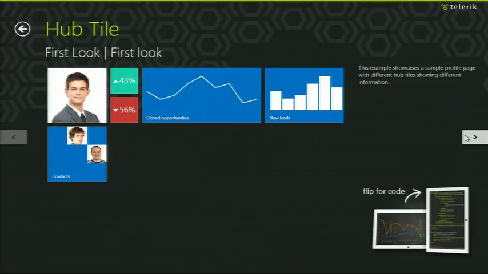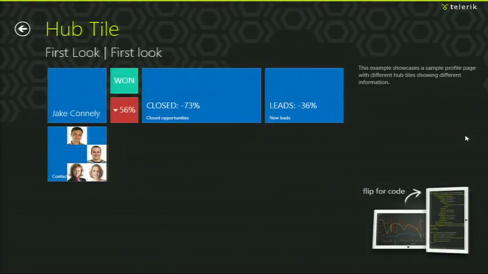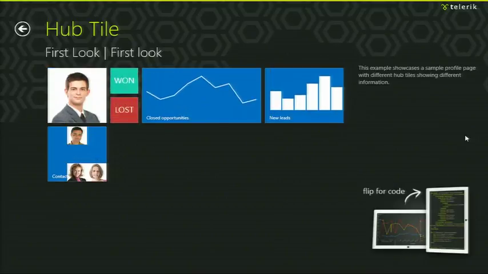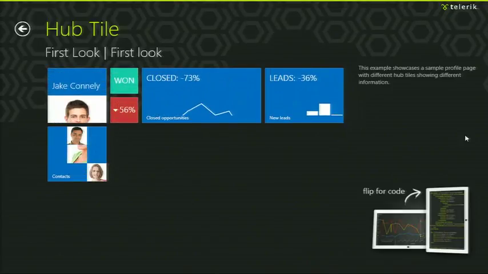We have a new control that hasn't been seen publicly. This is the first time it's being shown. It's called a hub tile. And this is basically implementing a sort of hub-like experience within applications. So you don't have to go into Windows 8. You can actually utilize a control like a hub tile within your own application. So it's very Inception-like, right? It's Windows 8 within Windows 8, I guess.